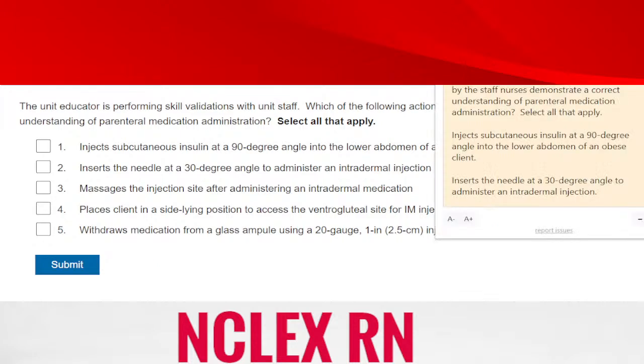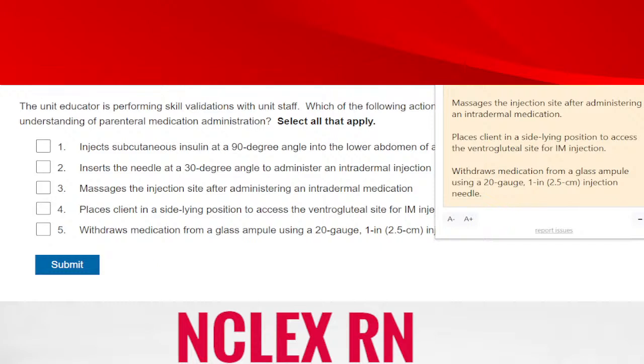The unit educator is performing skill validations with unit staff. Which of the following actions by the staff nurses demonstrate a correct understanding of parenteral medication administration? Select all that apply. Inject subcutaneous insulin at a 90-degree angle into the lower abdomen of an obese client. Inserts the needle at a 30-degree angle to administer an intradermal injection.